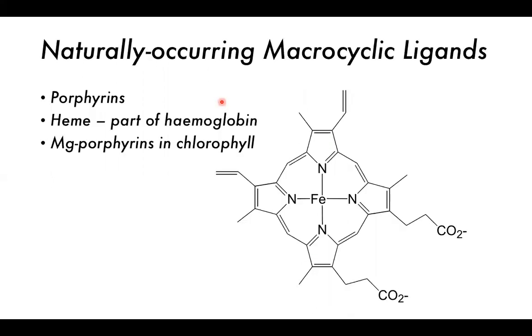Some naturally occurring macrocyclic ligands. So we've got the porphyrin rings. Some examples of this are 2 very important molecules, one for mammalian life and the other for plants. So the heme porphyrin ring is an important part of hemoglobin, and hemoglobin is important for the carrying of oxygen through the human body and through other mammalian bodies.